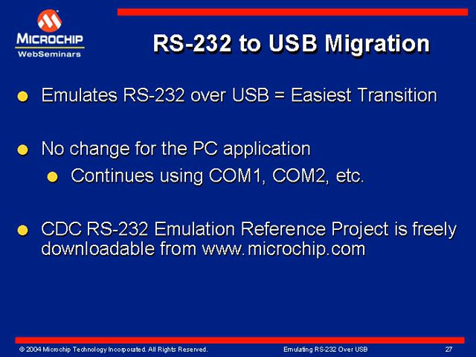So to summarize, emulating RS-232 over USB is the easiest transition from the traditional method of communication because it requires no changes for the PC application, and you can continue using the COM1, COM2, etc. And remember that the CDC RS-232 emulation reference project is freely downloadable from www.microchip.com.